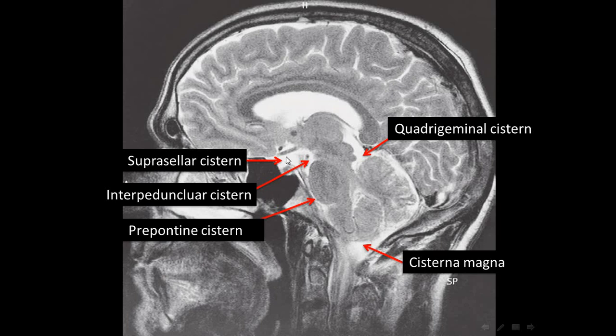More anterior here we have the suprasellar cistern above the sella turcica. We will talk about the sella turcica and the surrounding structures shortly. This is the interpeduncular cistern and the prepontine cistern.